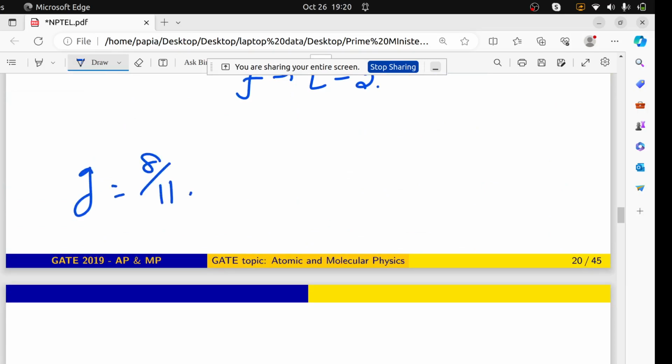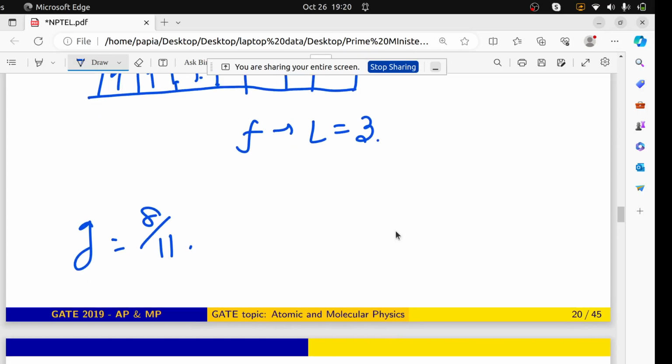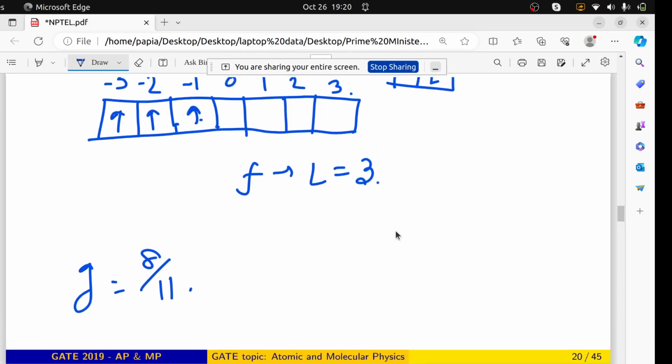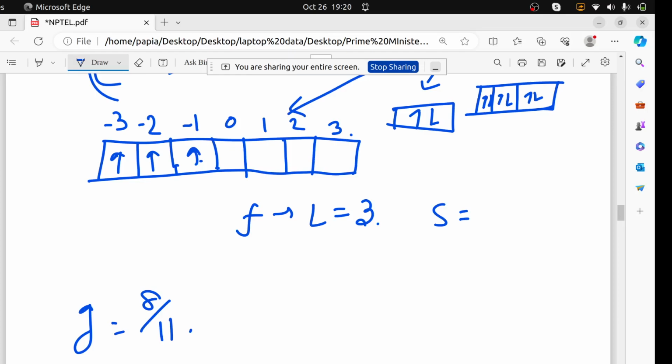G is 8/11. Okay. So our G is 8/11 and our L is 3 here, right? So if L is 3 here, now we have to check from here what is the value of S. You can see here that there are 3 unpaired electrons present. So if 3 unpaired electrons are present, that means each and every electron has the spin half, so that means the total S will be 3 by 2.